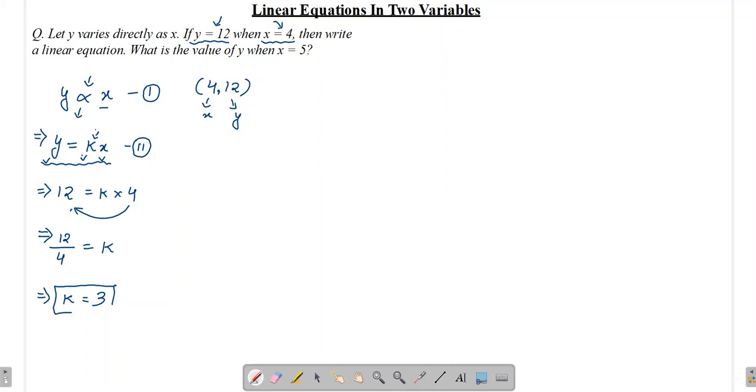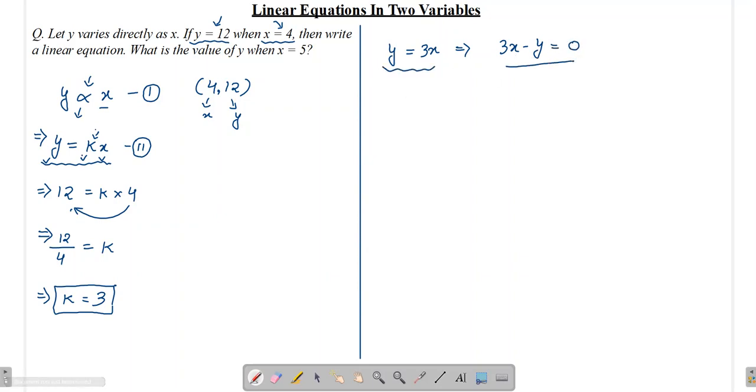So as I have said, what we require first of all is the value of k to make the linear equation in two variables, which we have obtained by using the values which were given in the question. So the required equation now is y is equal to kx, that means it is 3x. If you wish to write it in standard form, it will be 3x minus y is equal to 0. You can leave your answer in this way also, otherwise this is its standard form.